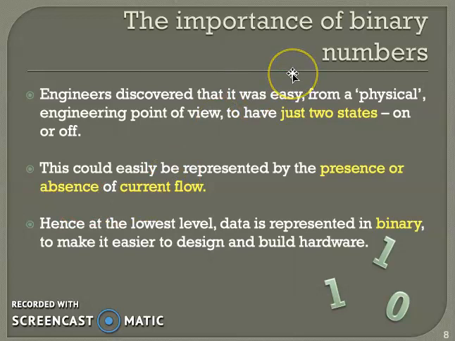What's so important about binary numbers? Engineers discovered that it was easy from a physical engineering point of view to have just two states, on and off. This could easily be represented by the presence or absence of current flow. Data is now represented in terms of zeros and ones.